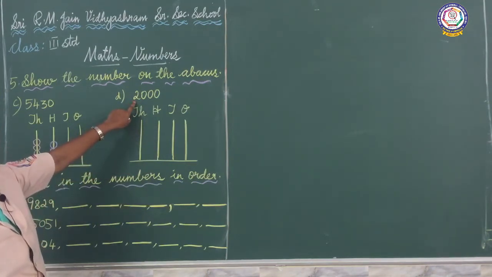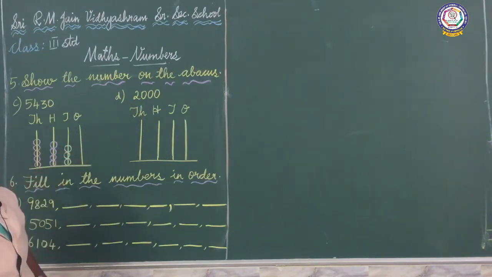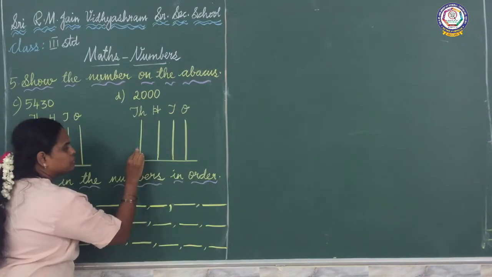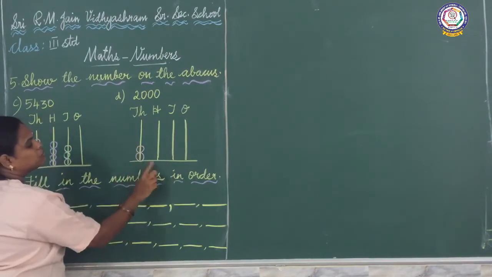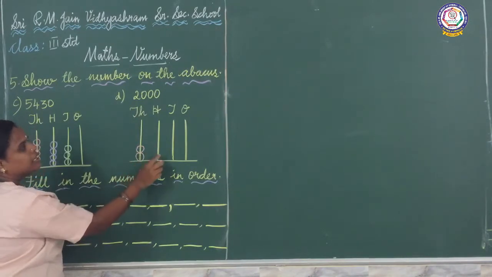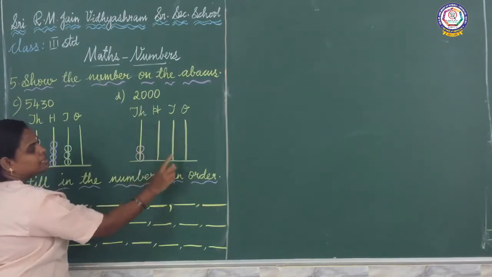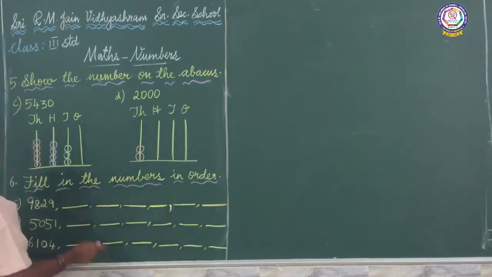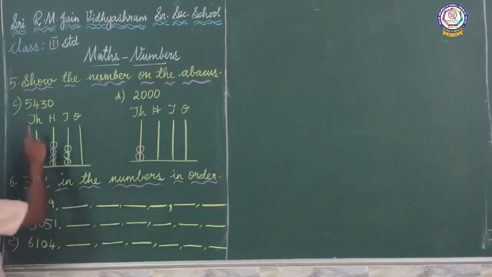Next, in thousands place, what's the number? 2. So how many beads do we have to draw? 2. 1, 2. So what is this? 2000, because only in thousands place 2 beads are there. Hundreds place no beads, tens place also no beads, and ones place also no beads. So what's the number? 2000.